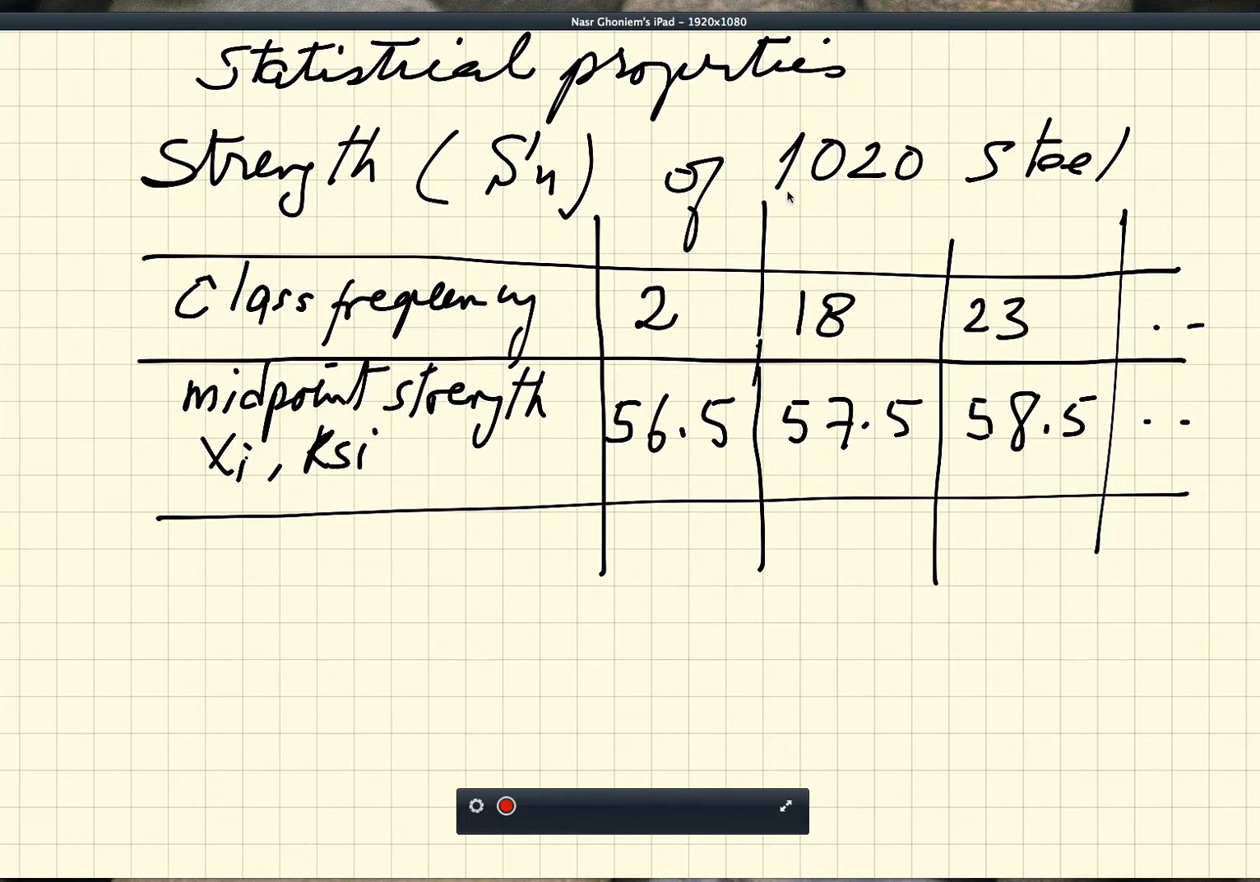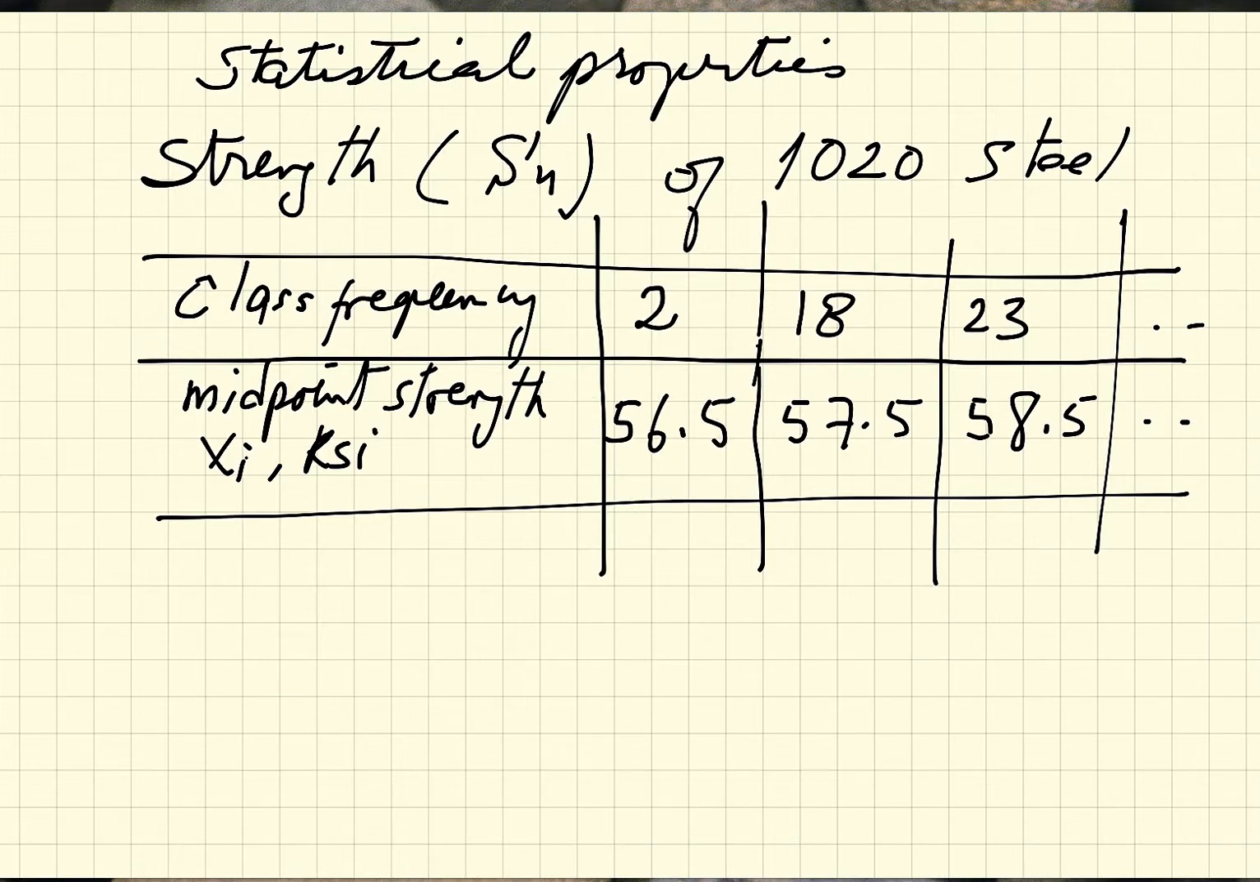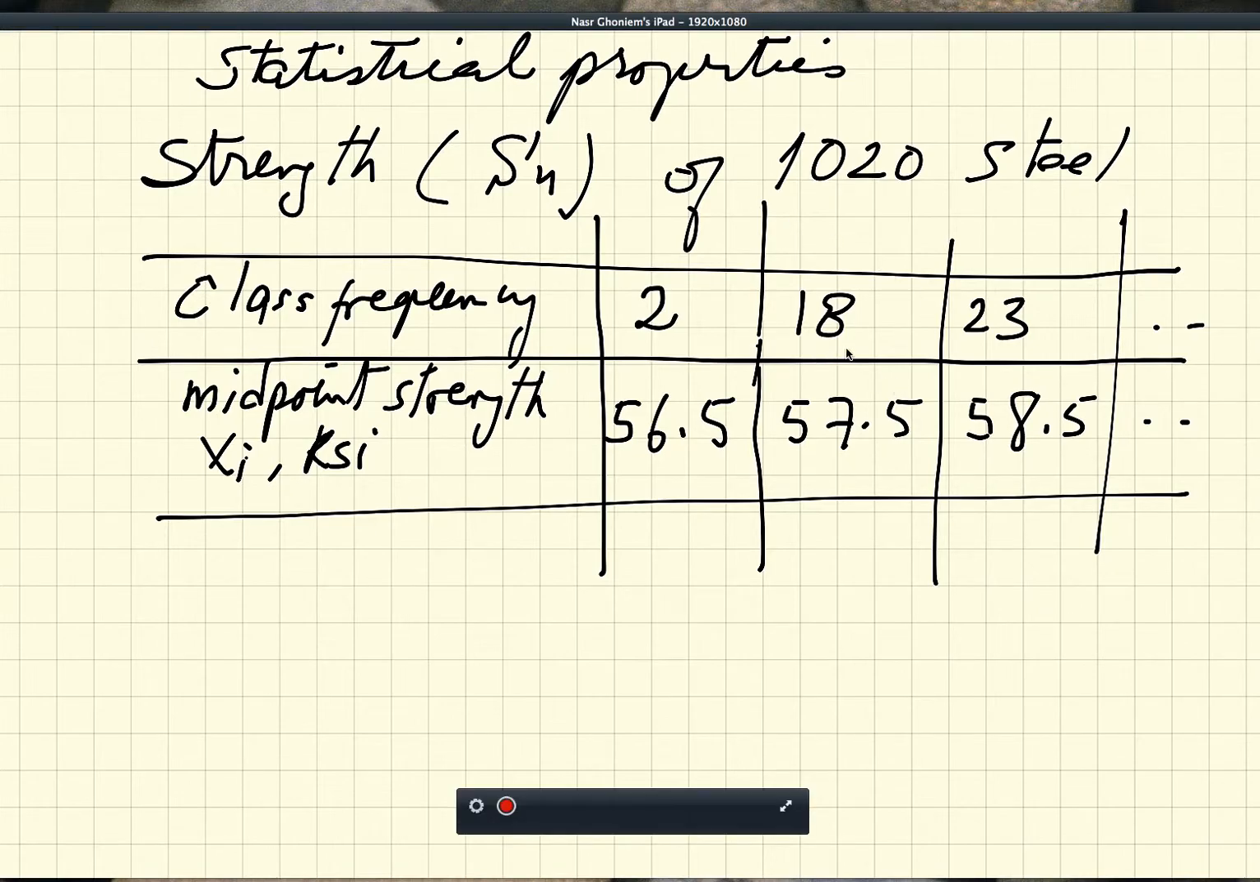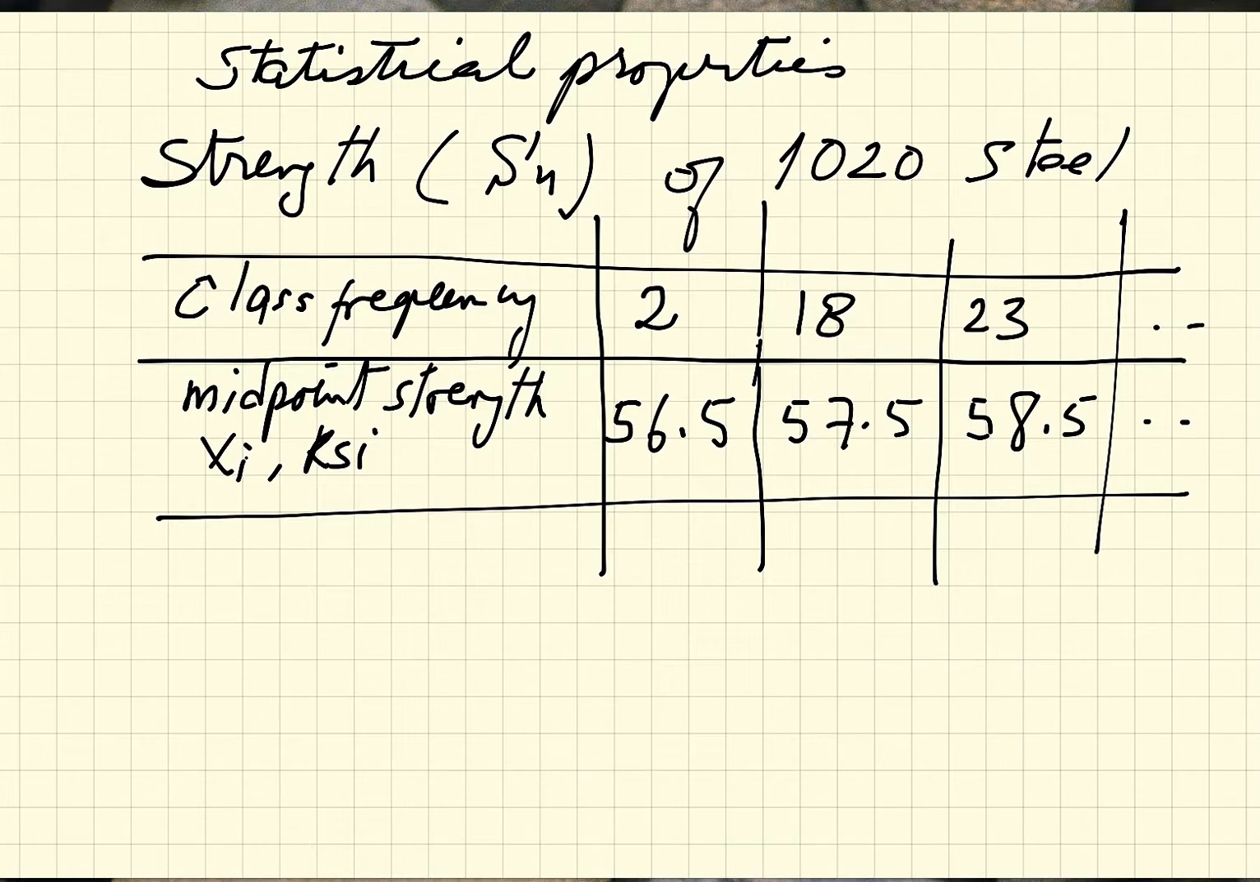So let's say I'm looking for a 1020 steel, the class frequency: 2 samples that have strength centered around 56.5. So this is in between 55 and 57. And then 18 samples that have strength centered around 57.5, and so on. So I just kind of generate that type of table.